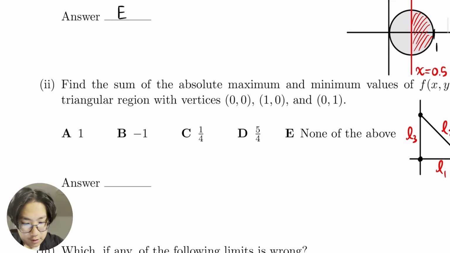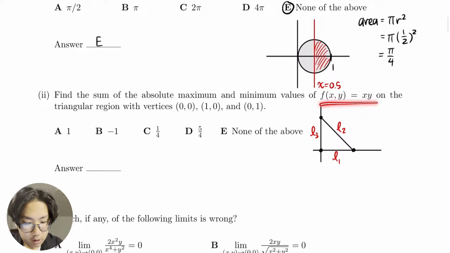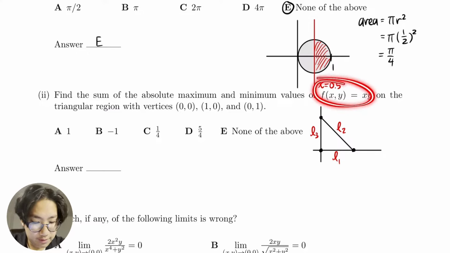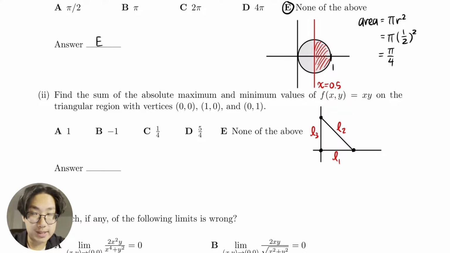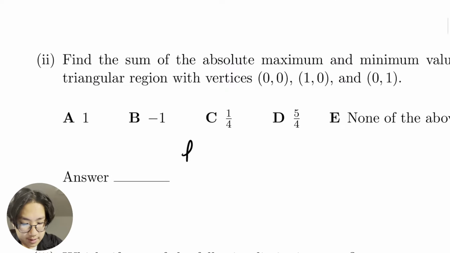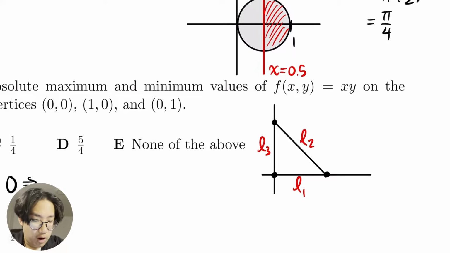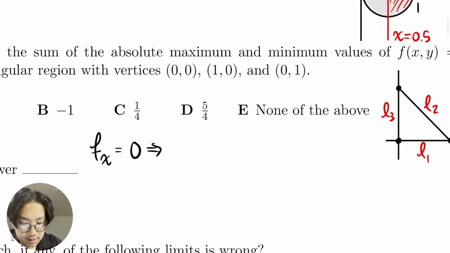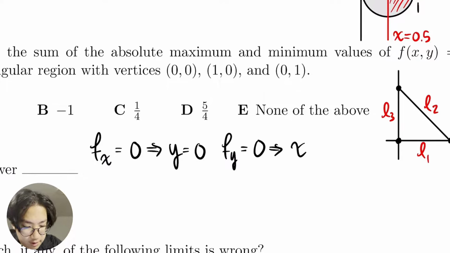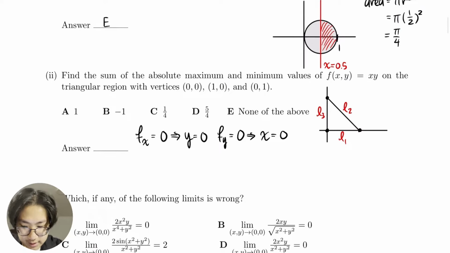Okay, so first we want to find where the first partial derivatives of this function with respect to x and y are equal to 0. So let's do that. We have f sub x equal to 0, meaning x is a variable here, y is a constant, so we're just saying that y is equal to 0. And similarly for f sub y equal to 0, you just get that x is equal to 0. So what this tells you is that there's just a critical point at (0, 0).